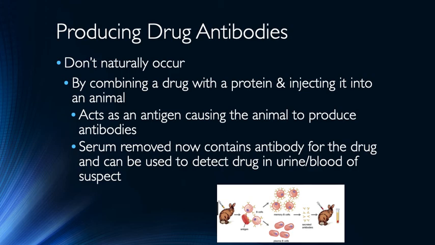And so by combining a drug with a protein, they can then inject that into an animal, which is typically a rabbit. And basically, it acts as an antigen. It acts as a foreign object in the animal, and so the animal's body starts producing specific antibodies for this now drug protein. Then what they'll do is remove that serum from the animal and use that as the anti-serum to that drug to test the blood or the urine of the individual. So it doesn't hurt the animal, but we're using the animal to produce a specific antibody so that we can then test for that drug in an individual.